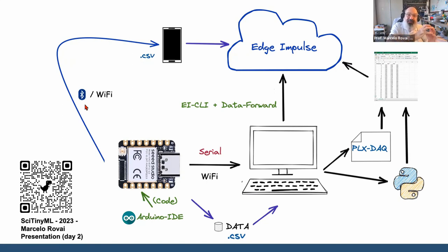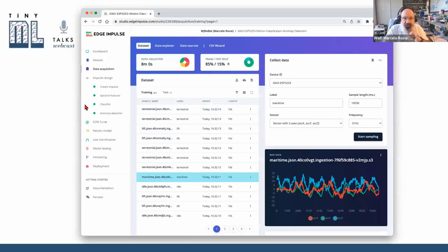All the data logger goes to a telephone. From the telephone, via Bluetooth, you capture all the data and send it to Edge Impulse to do all the processing. And after that, what we do is the inference, when I have the model trained, but I send the result to the smartphone to show us. Okay.